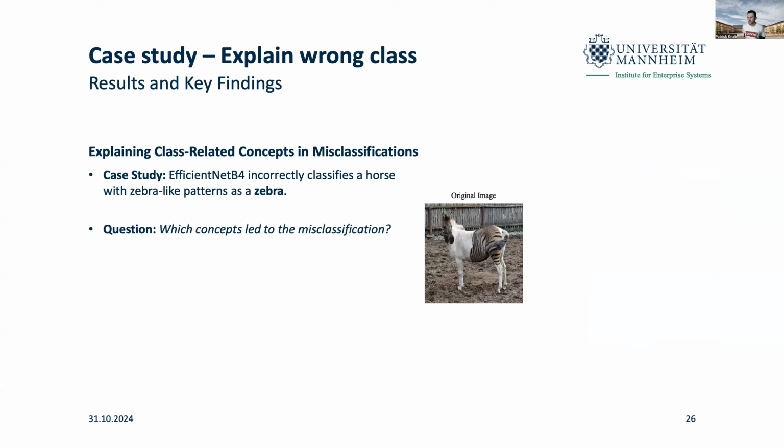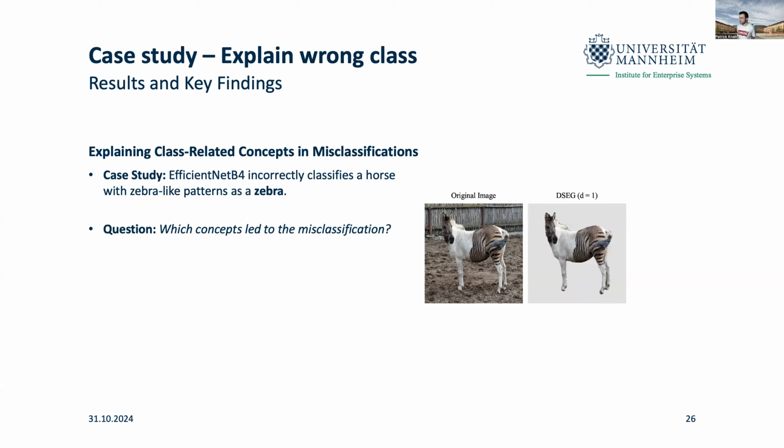Before I summarize this presentation, I want to also show you a quick case study, where one can use DSEG-LIME to explain the wrong class. Even if the explanation is not exactly wrong, it's not a misclassification. In this case, we can see an animal which has zebra-like patterns, but the actual animal is still a horse. However, EfficientNet classified it as a zebra. And now we are interested in which concepts or which superpixels led to the misclassification.